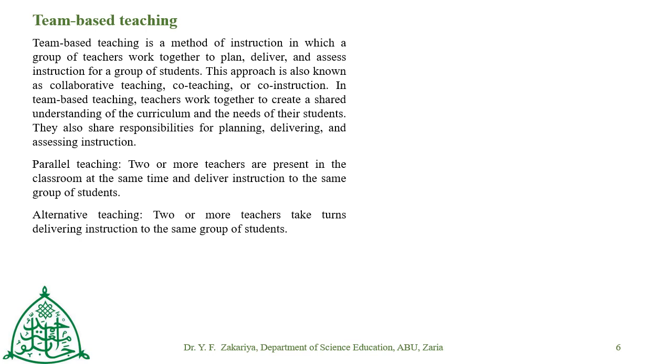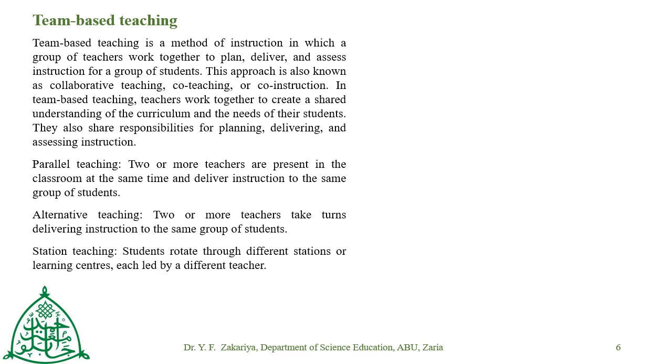The second form could be alternative teaching. Two or more teachers take turns in delivering instruction to the same group of students. One will teach the first topic in the curriculum, the second will teach the second topic, and so on and so forth. The third form is station teaching. Here, students rotate through different stations or learning centers, each led by a different teacher. Okay, and we have a lot of benefits, as it allows teachers to share their strengths and expertise with one another, leading to more effective instruction for students.